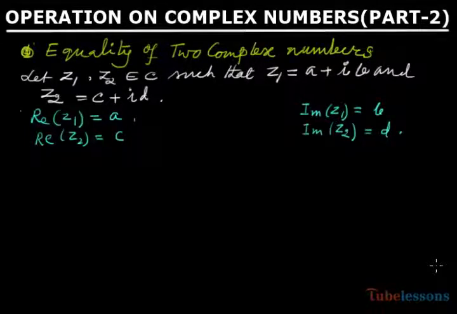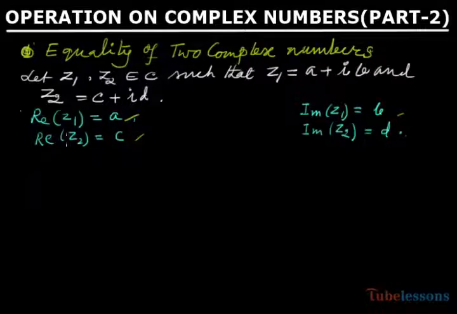Operations on complex numbers, Part 2. Now, equality of two complex numbers. Let Z1 and Z2 belong to the set of complex numbers such that Z1 is equal to a plus ib and Z2 is equal to c plus id. So here, real Z1 is a and real Z2 is c. Imaginary Z1 is b and imaginary Z2 is d.